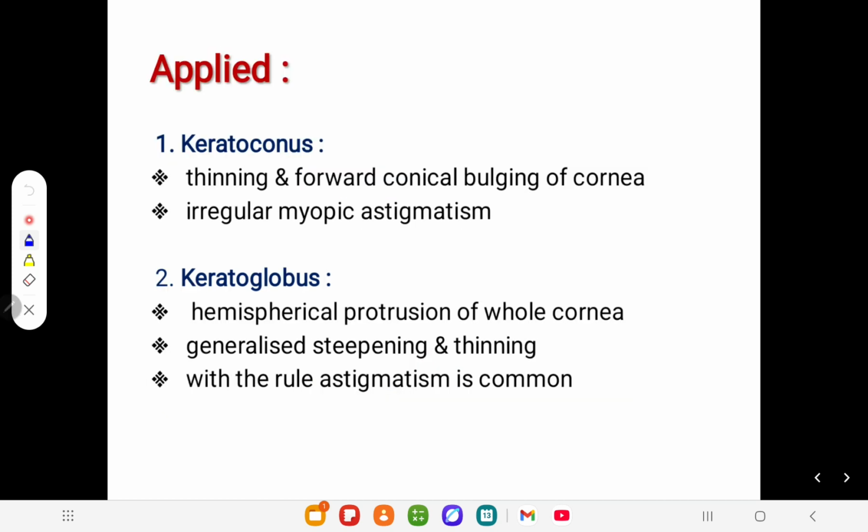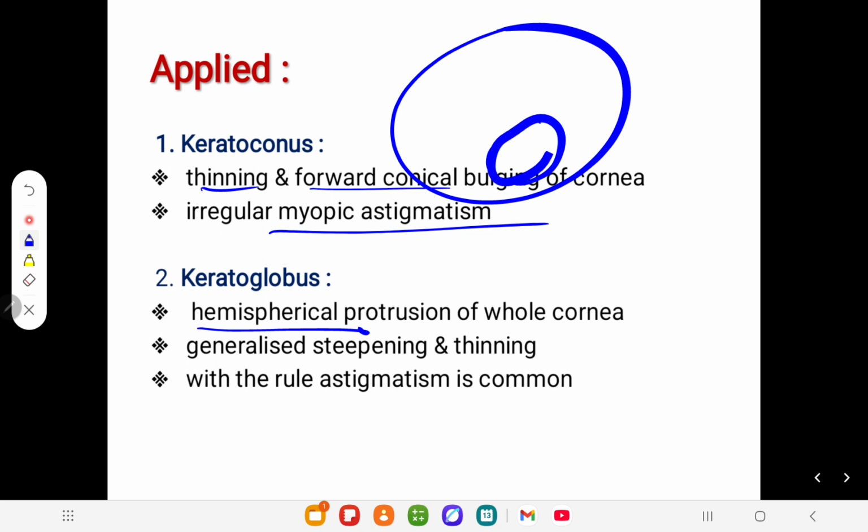Okay, so applied in keratoconus, what is keratoconus? I'm definitely going to talk about the disease keratoconus in another video, but not recently. But I'll definitely make it. So basically, keratoconus is thinning and forward conical bulging of the cornea, with irregular myopic astigmatism, which is different from keratoglobus. What do you mean by that? Keratoglobus is hemispherical protrusion of the whole cornea. In keratoconus it's a particular area, like this is the whole cornea, then this particular area is thin. But in keratoglobus, there is protrusion of the whole cornea with generalized steepening and thinning. It's not at a focal point, but keratoconus is definitely focal.